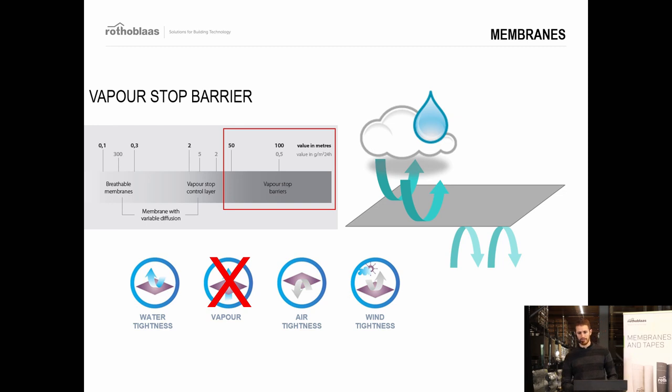So let's have a look at what kinds of membranes we have. For example, let's start from the vapor barrier.